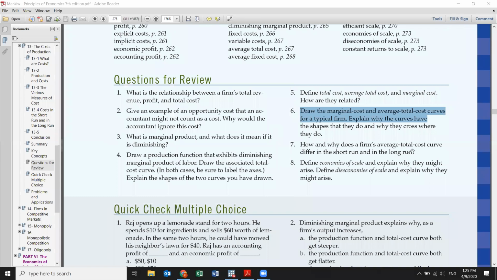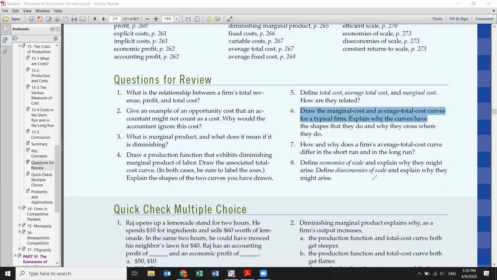Okay, how and why does the firm's average total cost curve differ in the short run and the long run? Because in the short run they don't have the capacity to change, but in the long run the firm has the capacity to change. We talked about it, and basically in the long run the firm can adjust the factors of production that are fixed already. But in the short run they cannot, because they are already fixed.